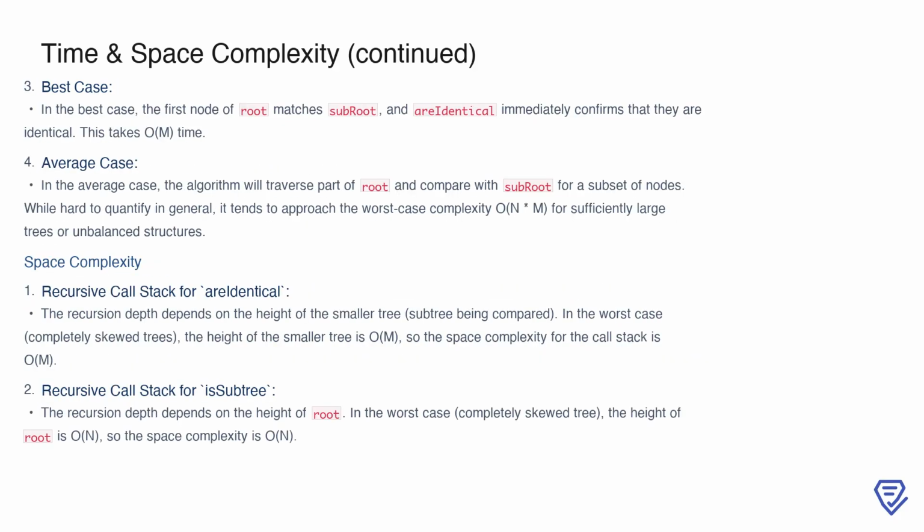Now, considering the best-case scenario, the first node of root matches subroot, and are_identical quickly confirms their equivalence. This would take only O(m) time, as it avoids additional comparisons. For the average case, the algorithm may traverse part of root and compare subtrees for a subset of nodes. While it is challenging to precisely quantify the average case, especially for arbitrary binary trees, the time complexity tends to approach the worst-case complexity of O(n*m) for large or unbalanced trees.